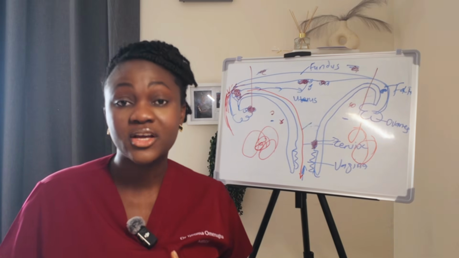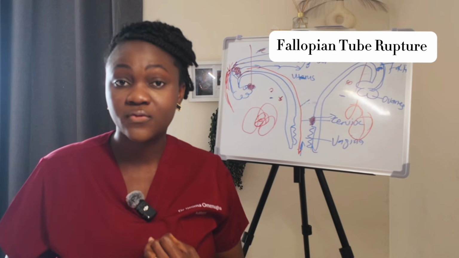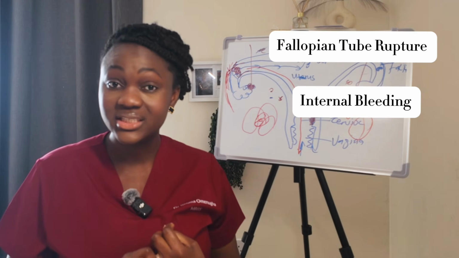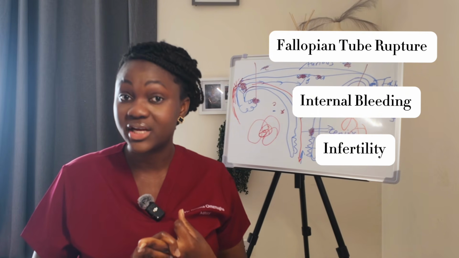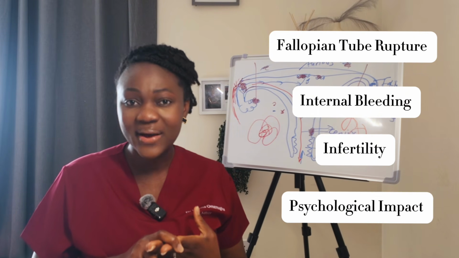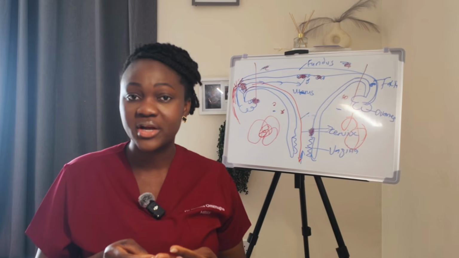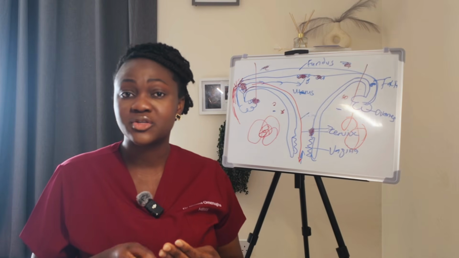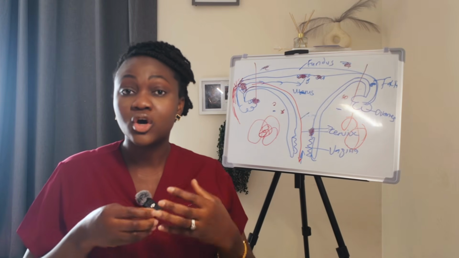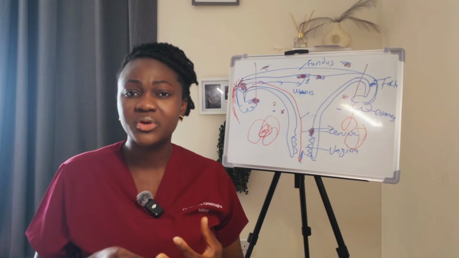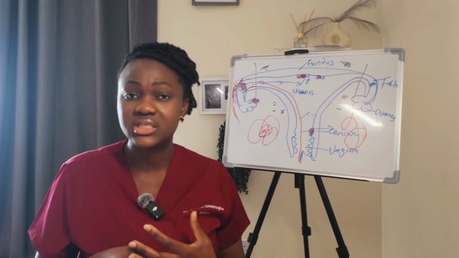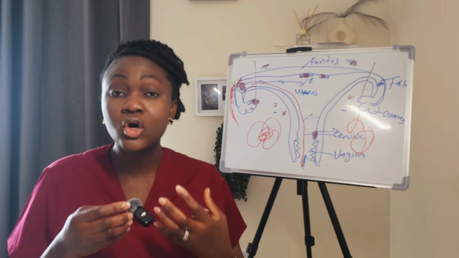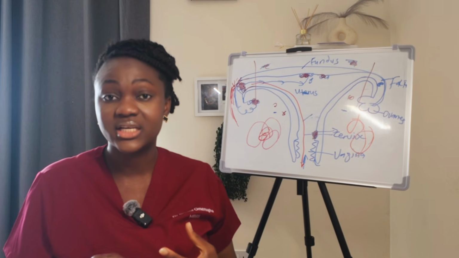So the complications of ectopic pregnancy, we've mentioned rupture of the fallopian tube, internal bleeding, infertility, whereby the person is no longer able to conceive naturally, and even the psychological impact of going through an ectopic pregnancy, the psychological impact of going through surgery, and all the medications that will be given, and everything that has to do with going to the theater and coming out of the theater. With all of these complications, it's always better prevented than cured.